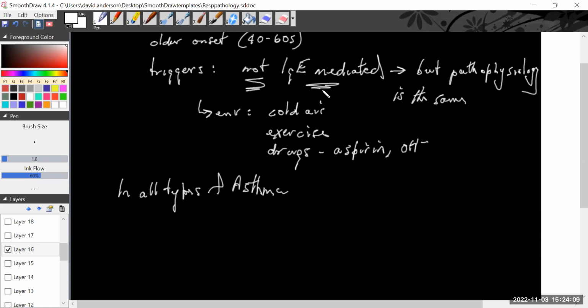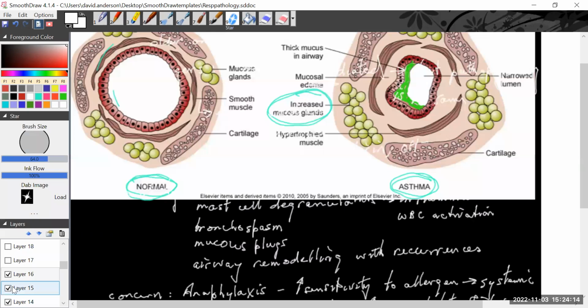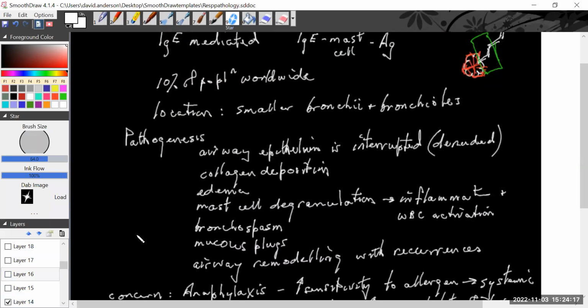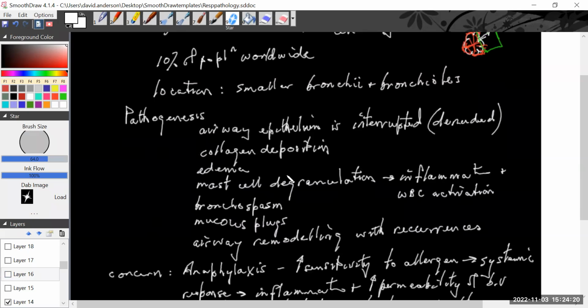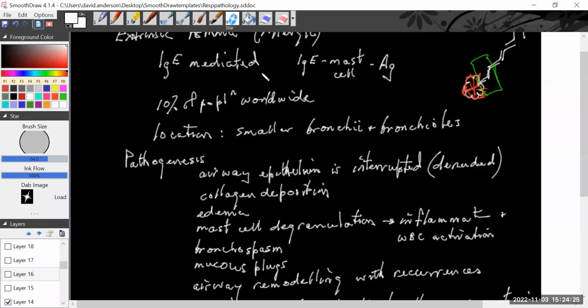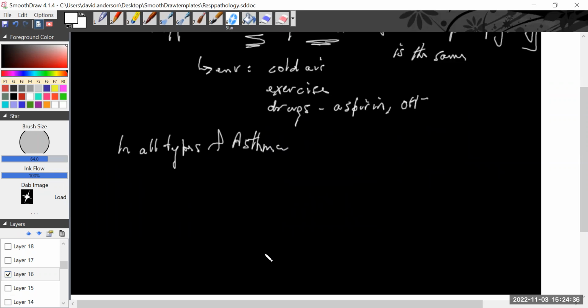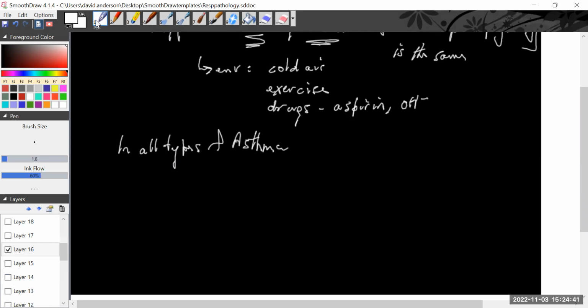So when we wrote down all those things, I think, do I have it on the previous slide? Maybe on this slide. Airway epithelium, all of this still applies. All of this stuff is the same. The initiation was IgE mediated in extrinsic. It is not IgE mediated in intrinsic, sorry. Are you okay with that? Yeah, thank you.